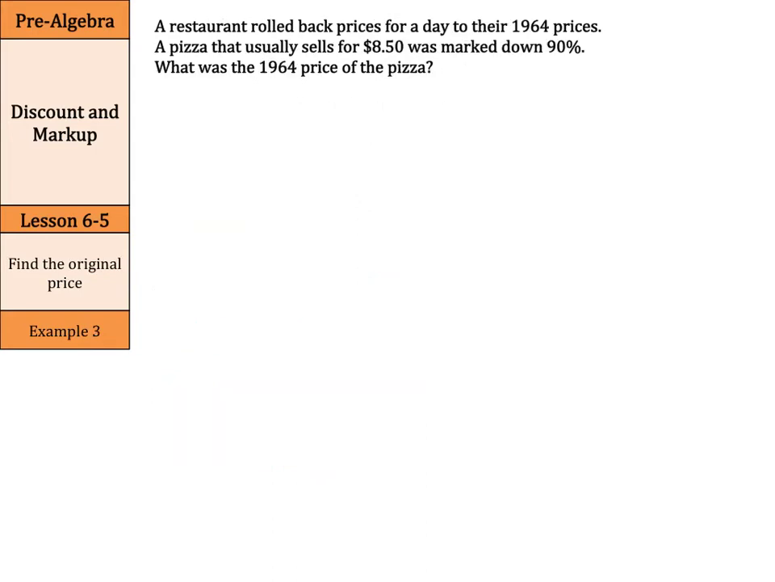A restaurant rolled back prices for a day to their 1964 prices. A pizza that usually sells for $8.50 was marked down 90%. What was the 1964 price of the pizza? Well, before we set anything up here, if the price was marked down 90% to get to the 1964 price, we first need to take 100% and subtract the 90% to get 10%. Now that 10% represents the 1964 price.